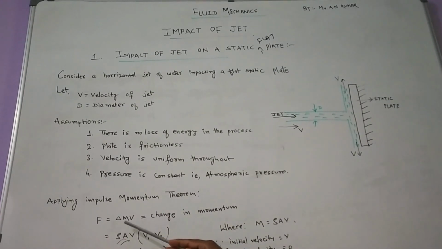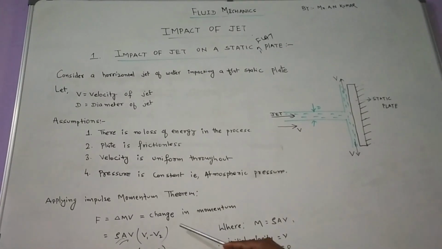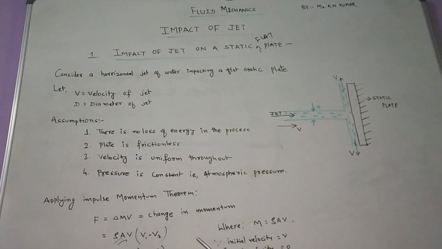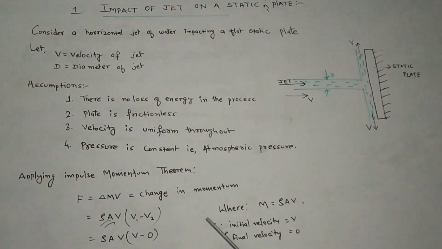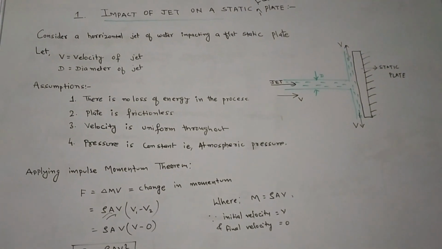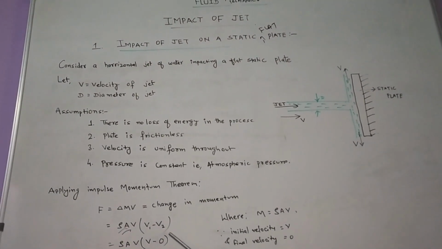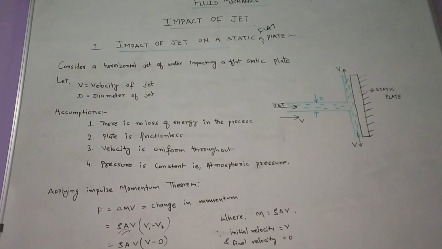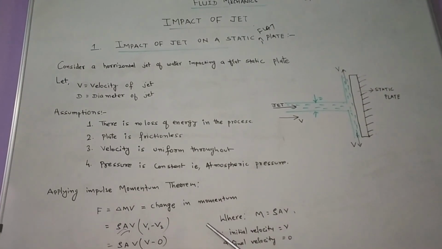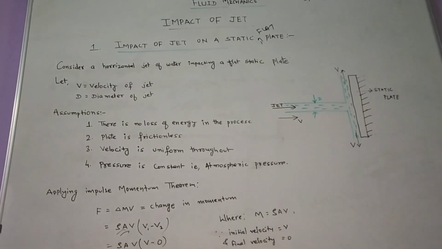So moving on to next, applying impulse momentum theorem. We know that F is equal to delta mv, that is change in momentum. So we know that change in momentum is mass into change in velocity. So mass not going to change, what will change is velocity. So mass of the liquid in this case is rho av, and change in velocity is v1 minus v2. M is equal to rho av.